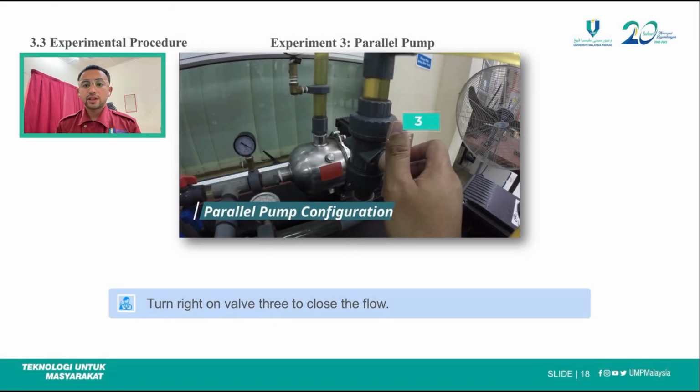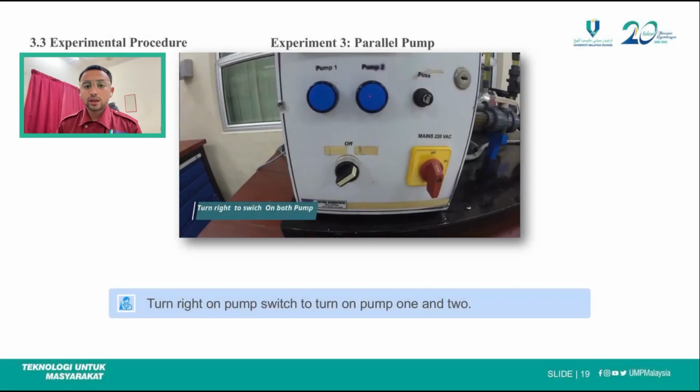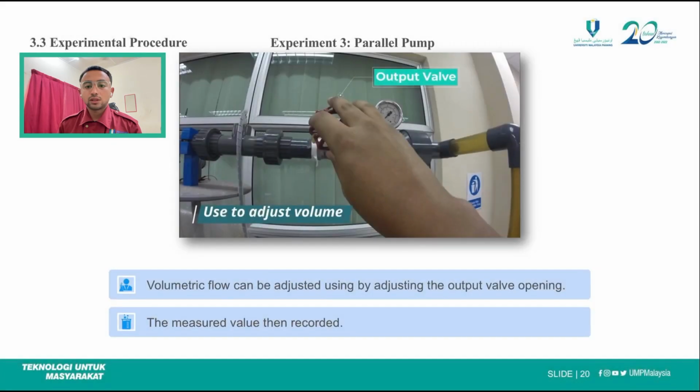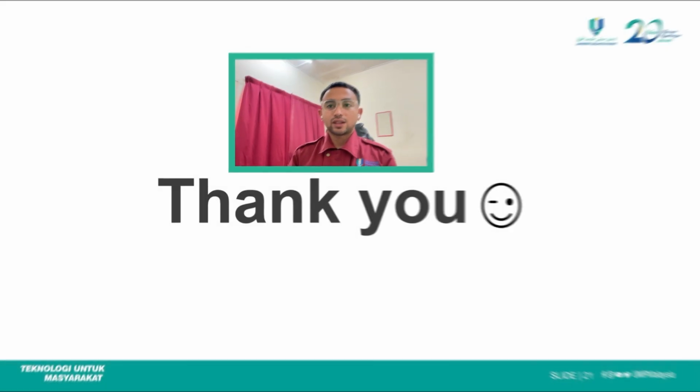So lastly, for the parallel pump experimental procedure, first turn right on valve 3 to close the flow, then turn the pump switch to turn on pump 1 and pump 2. Step 3, the volumetric flow can then be adjusted by adjusting the output valve opening. Then lastly, the measured value can then be recorded. That's all from me. Thank you.